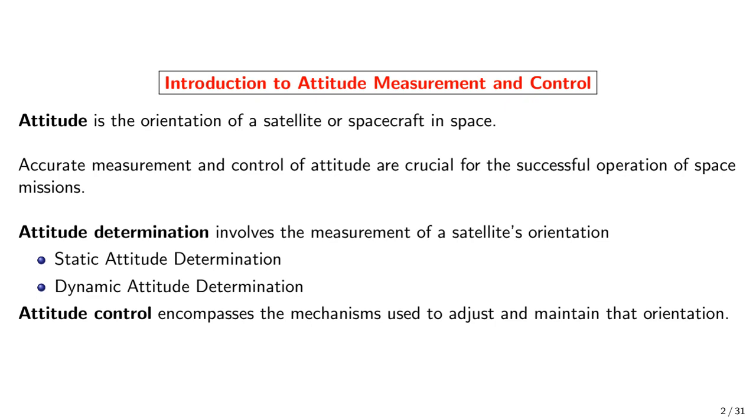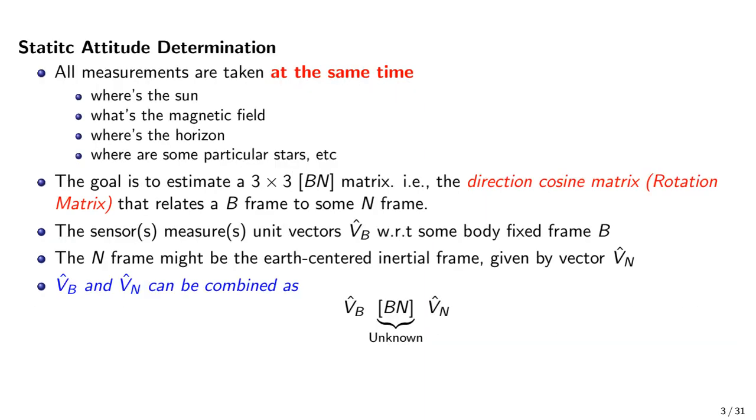And the other part, which I'm not going to delve into today, is attitude control. This has to do with the mechanisms which you use to adjust and maintain whatever orientation your spacecraft or your satellite is in. All right, so that's the part of control. My apologies for the wrong spelling. Static attitude determination.